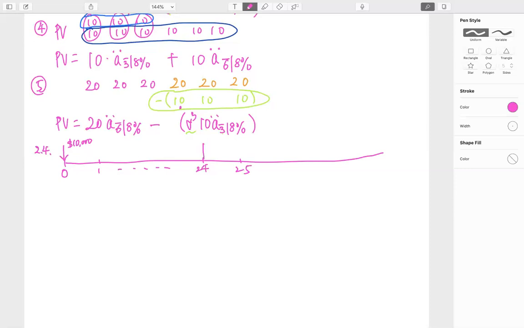So the last time she deposits will be at 24. 24 is the beginning of the 25th year. So this is the last time she makes a deposit of $10,000 into this account. So obviously here we have 25 deposits, right? From 0 to 24. So you have 25 deposits. The effective interest rate is 5.5.